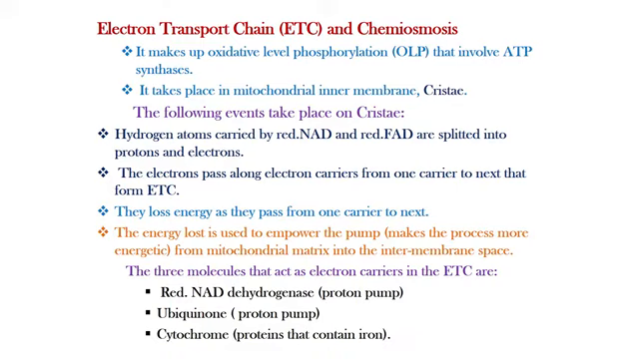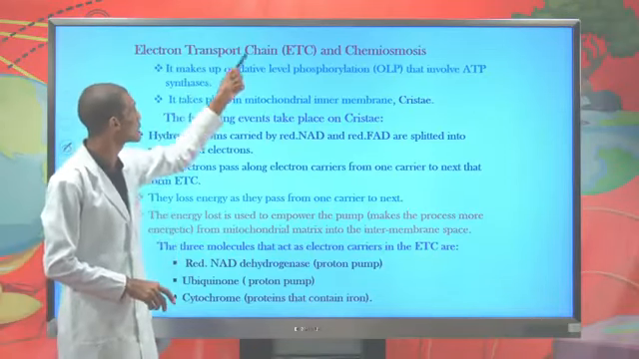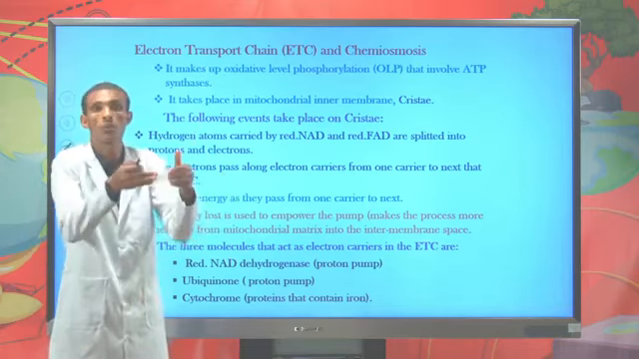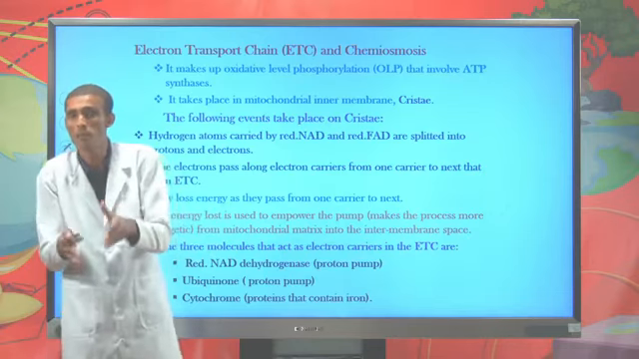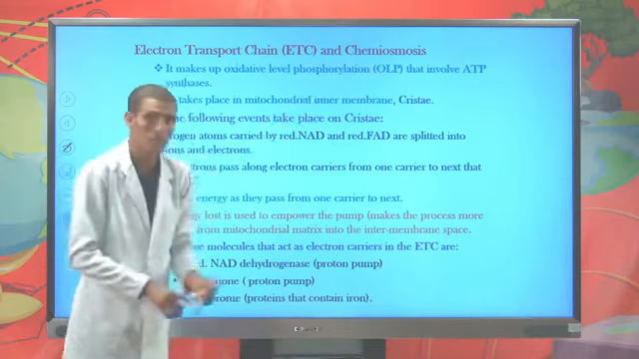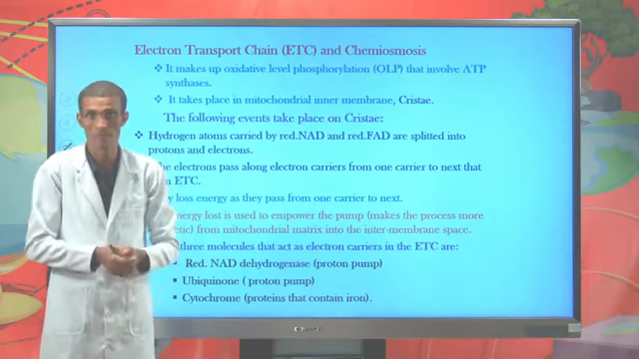Another most important step of aerobic respiration is oxidative phosphorylation, which includes both the electron transport chain and chemiosmosis. The electron transport chain is a means of transporting electrons from one carrier to another. Electrons jump from one carrier to the next, whereas chemiosmosis means passing of protons through the mitochondrial membrane.